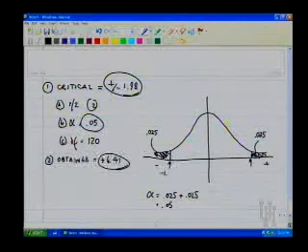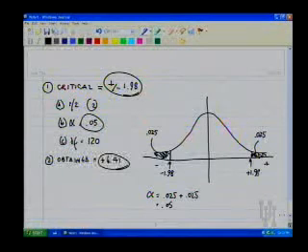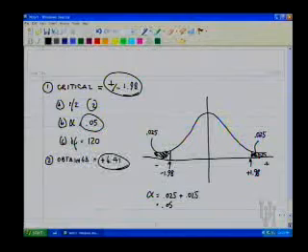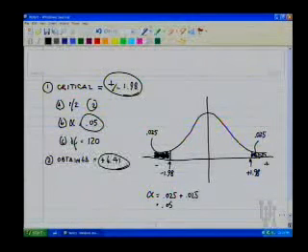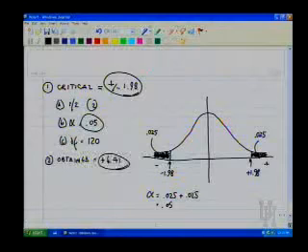So minus 1.98, plus 1.98. This means that we will now reject the null hypothesis if, on the one hand, the obtained value of t is less than minus 1.98, that is, it's in this shaded region at the negative end of the distribution, or if the obtained t-value is greater than plus 1.98. That is, it's in this shaded region at the positive end of the distribution.